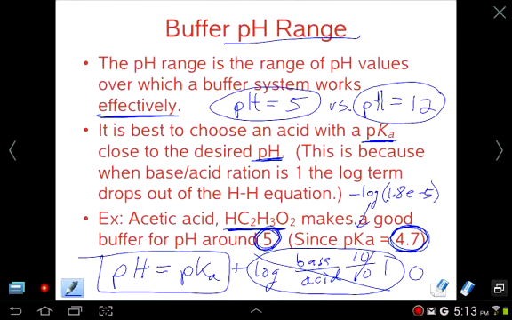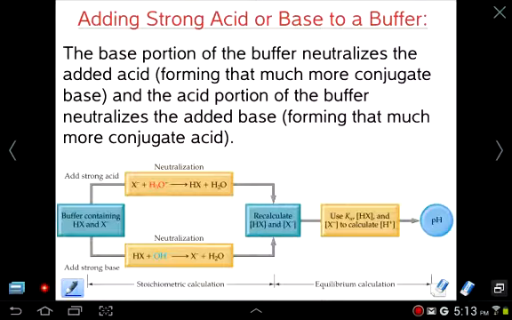So it's not practical to use any old chemical to create a buffer at 5. It's really practical to use acetic acid to do this. And we're actually going to do an example or two using this concept here. So here's what we'll do.